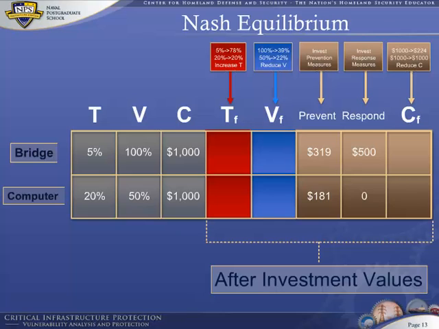For the bridge, we find that T increases from 5% to 78%. V decreases from 100% to 39%. And C decreases from $1,000 to $224. For the computer, T remains the same at 20%. V drops from 50% to 22%. But consequence remains unchanged because $0 were allocated to response. Note that T and V were calculated. The initial guess was revised by the game, becoming outputs rather than inputs.